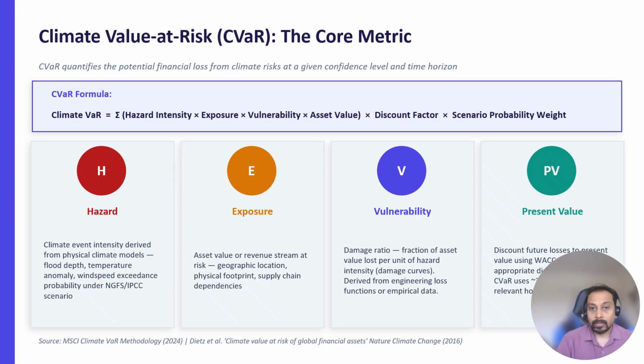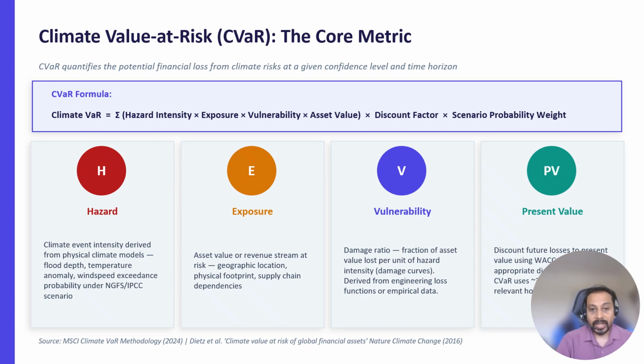So this comes from physical climate models run under the NGFS or the IPCC scenarios. The important thing to understand is that as the scenarios become more severe, both the frequency and intensity of hazard events increase. For example, under SSP 5.5 to 8.5 by 2100, flood events that currently occur once in a century may occur 2 to 4 times more frequently, and they may be significantly deeper when they do occur. So that is part of the whole hazards-related stuff.